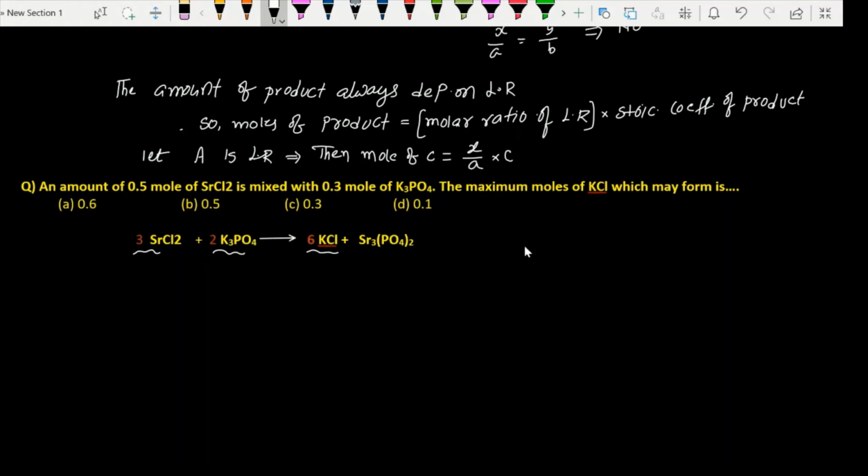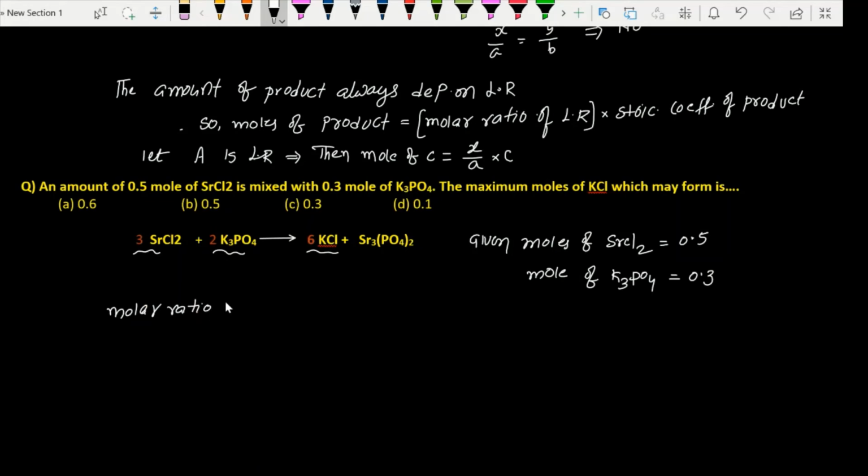But how many moles are given? From the question, the given moles of strontium chloride, SrCl2, is 0.5, and the given moles of K3PO4 is 0.3. So don't always compare these directly to find the limiting reagent. Always try to find the molar ratios. Now the molar ratio for the first reactant, strontium chloride, SrCl2.